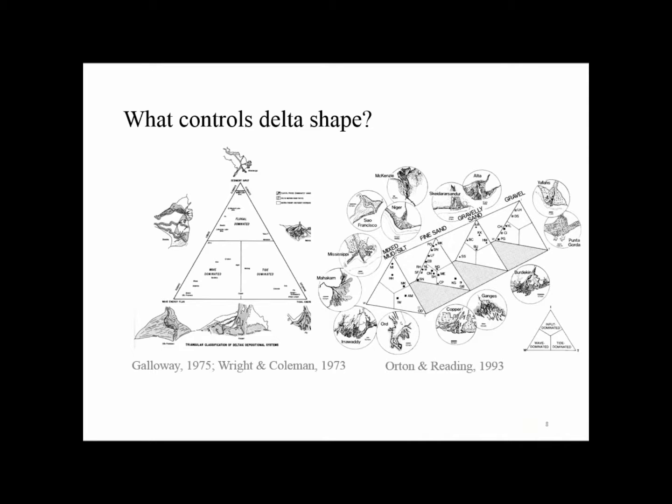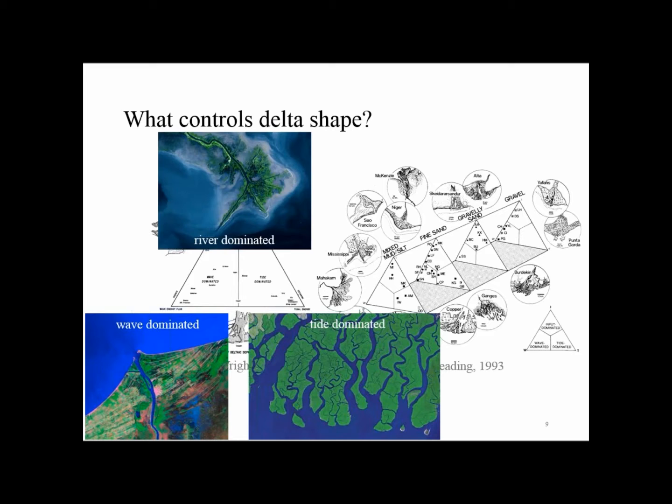Of course, I'm not the first to consider delta shape. Some of the key papers that have addressed this topic were from Galloway and Wright, and Coleman and Orton and Reading, already quite some time ago. In particular, I'd like to note this Galloway triangle that probably most of you are familiar with. What Galloway did in his paper in 1975 was say, well, we can address some of the variability of river deltas by looking at three different things.